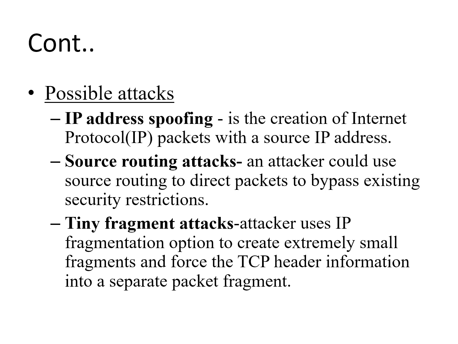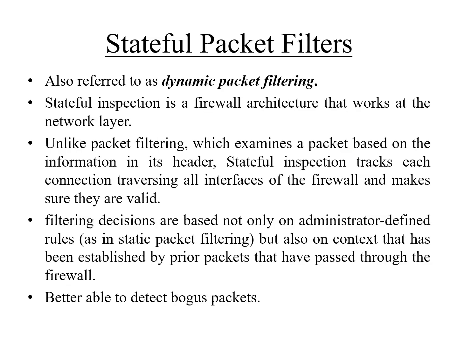And the third one is tiny fragment attacks. This is like breaking up a big letter into many tiny pieces, so it's hard to understand. The attacker splits the data into tiny parts, making it harder for the security system to read everything properly, so the attacker can sneak past. These are ways that attackers try to trick and bypass security.